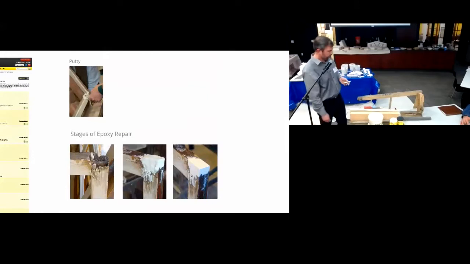So here's an example of what a typical process would look like. You've got a particular joint where water has infiltrated it. You're going to put the liquid epoxy on first and let it harden.